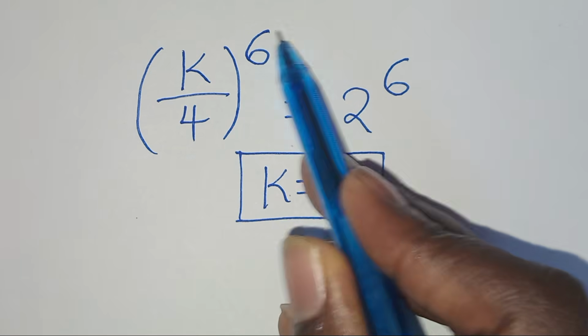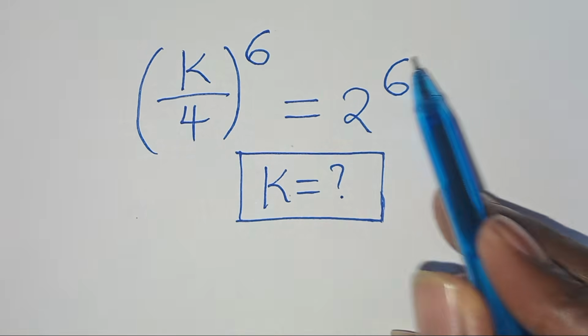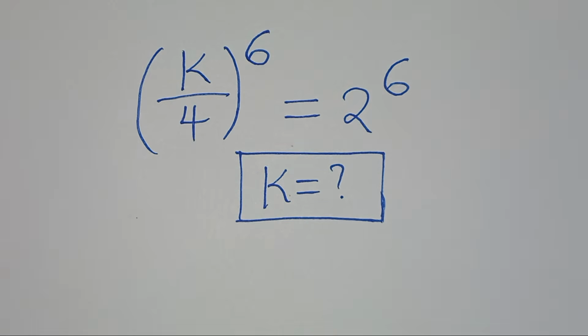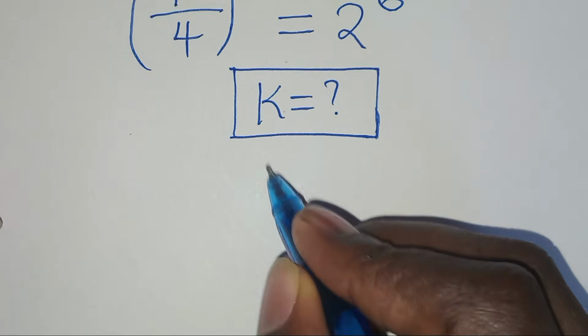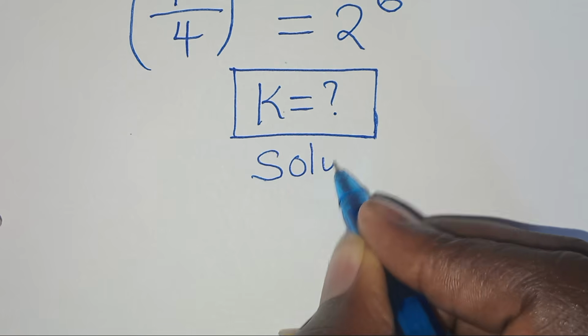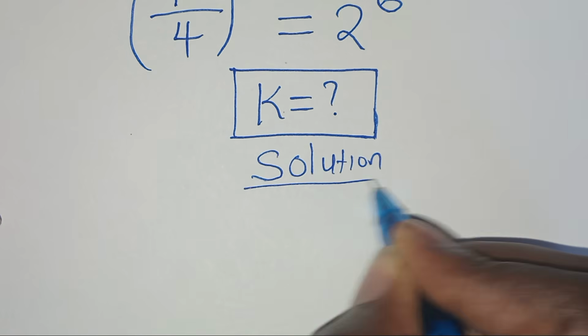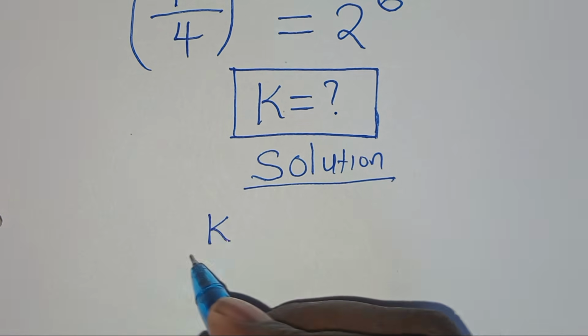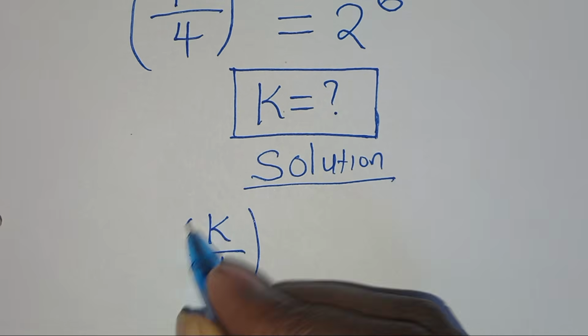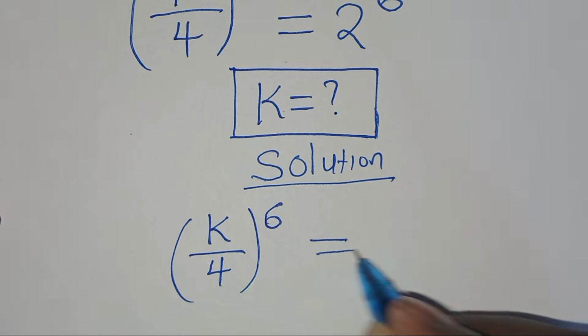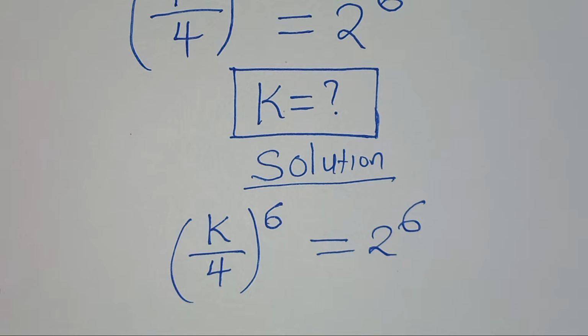(k/4)^6 = 2^6. So what are the values of k? Now let's provide a solution from here. We have (k/4) raised to the power of 6, which is equal to 2 to the power of 6.